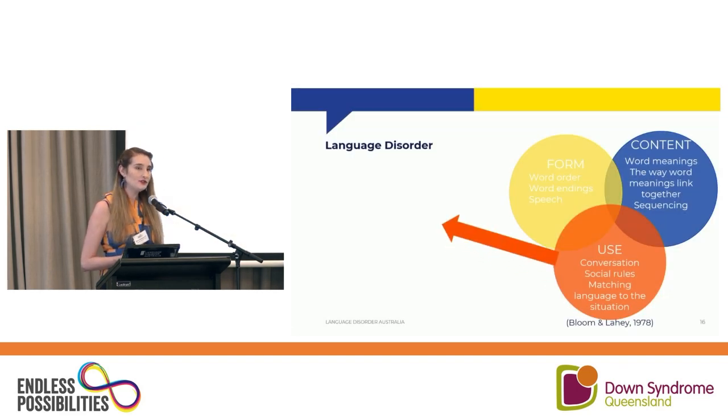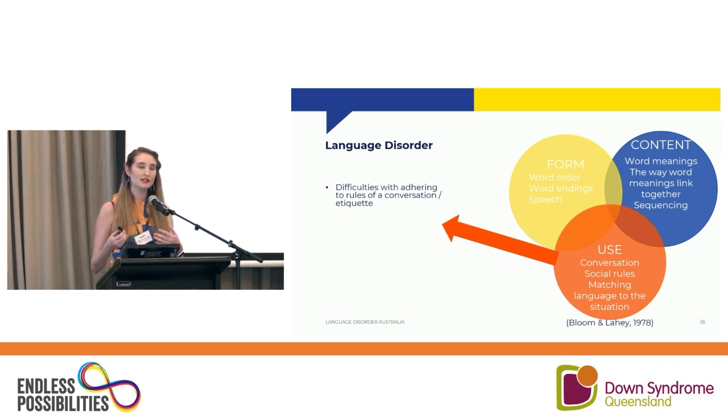Now, looking at that use circle next, some difficulties that we may see in this area may be difficulties with not understanding social etiquette, so not understanding necessarily how to match the language to the situation. So it may be that student at your school who walks up very confidently to your principal and goes, hey mate. So it might be that kid.